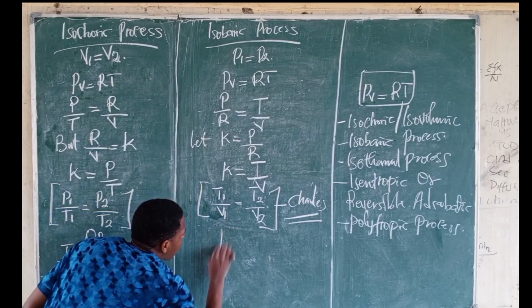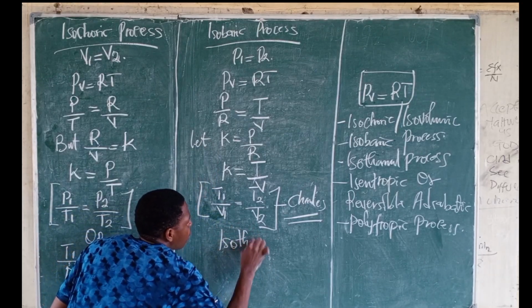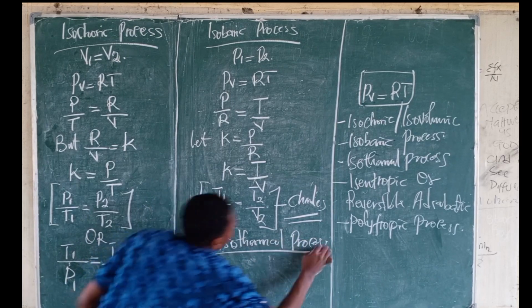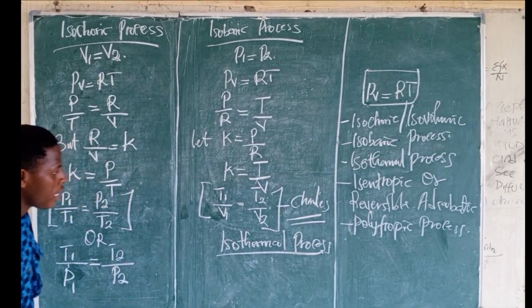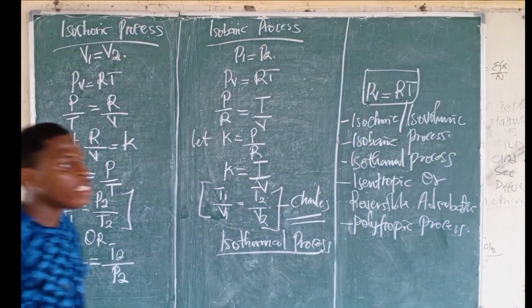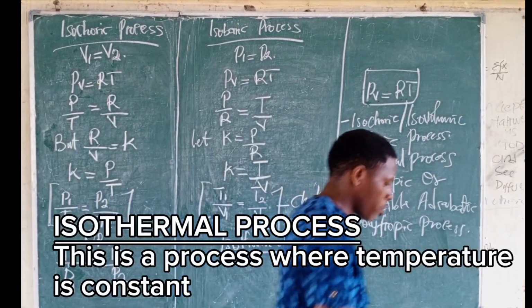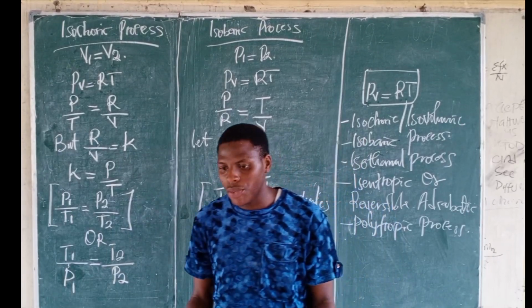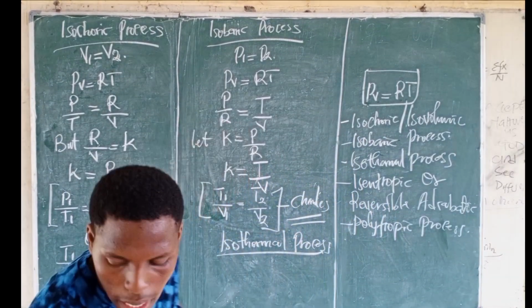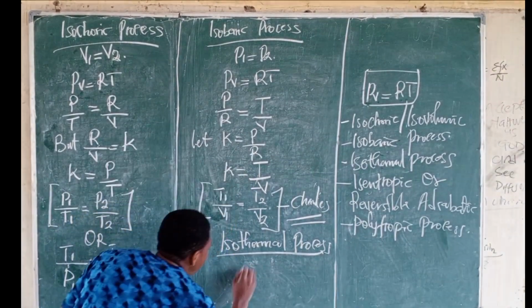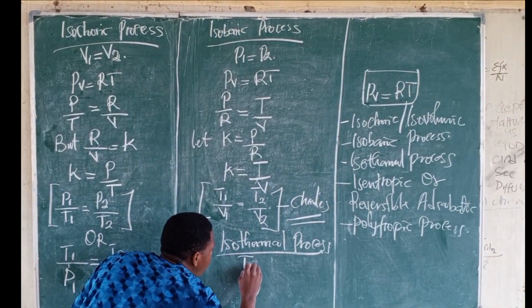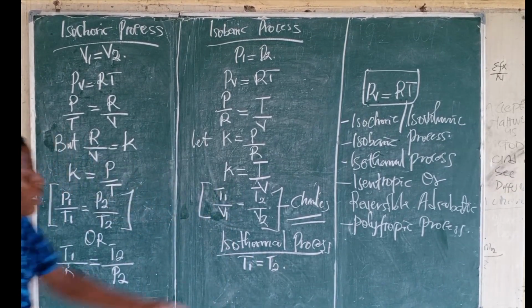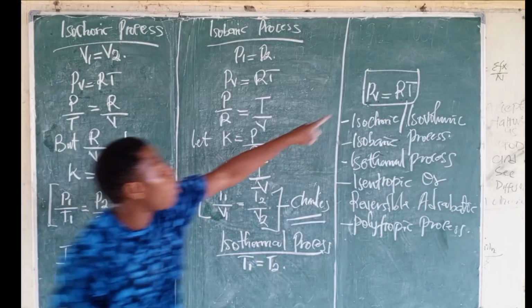Now let's talk about the next one, the isothermal process. Take this down. For isothermal process, temperature is constant. Now in this process, for both state 1 and state 2, T1 will be equal to T2.